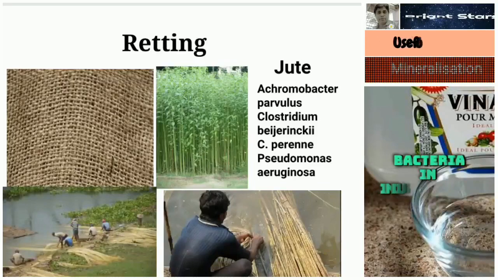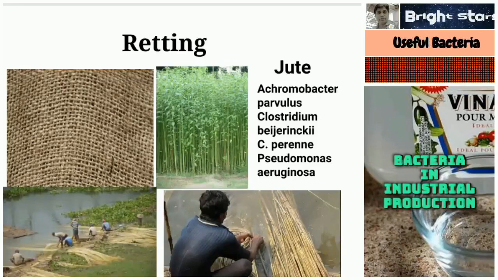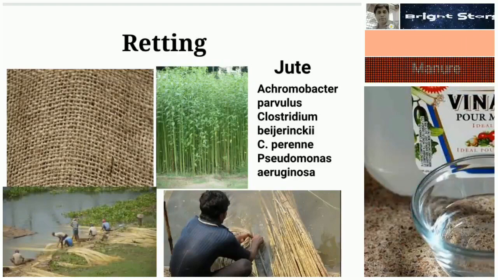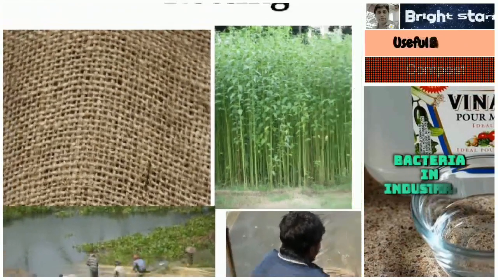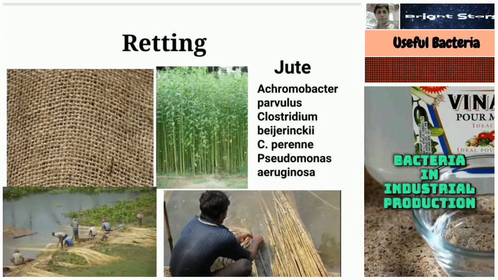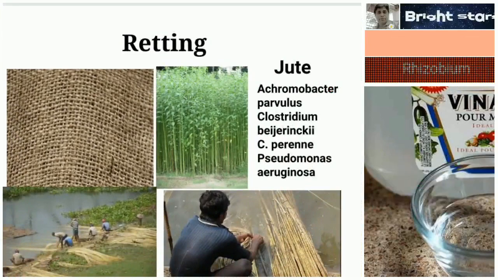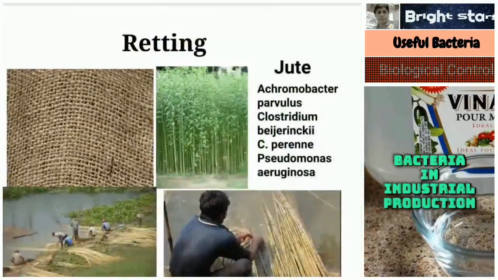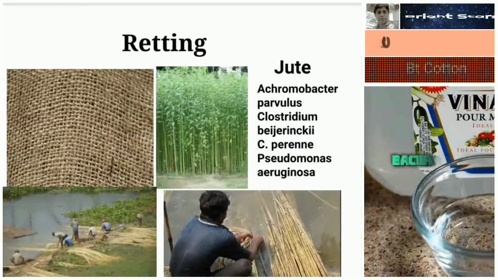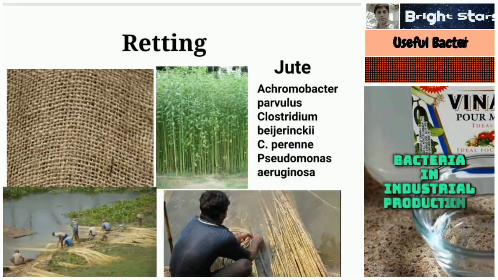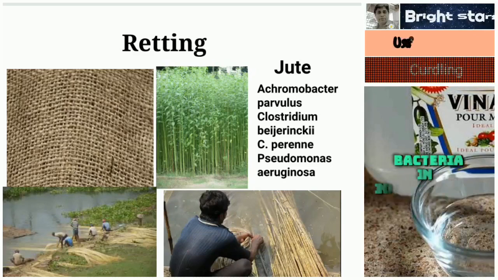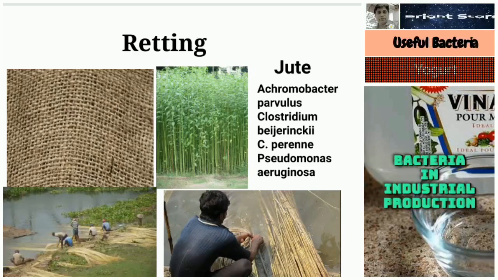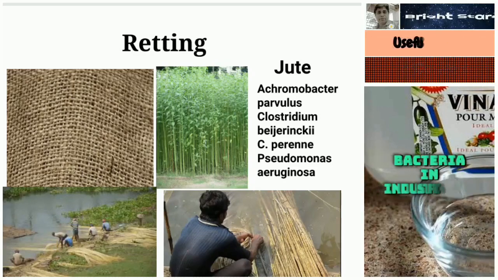Not only food production and agricultural production, but industries also use bacteria. Jute and jute gunny bags are actually products of plants. After cutting the plants, they are kept in water. In water, bacteria act upon this plant material and detach the fiber from the plants, so we can make jute. We call this retting.